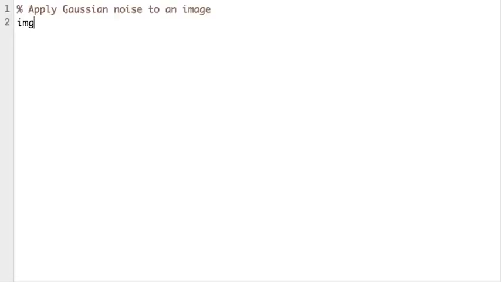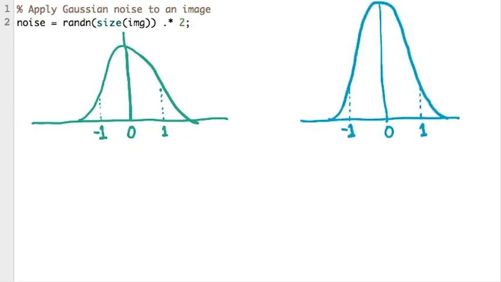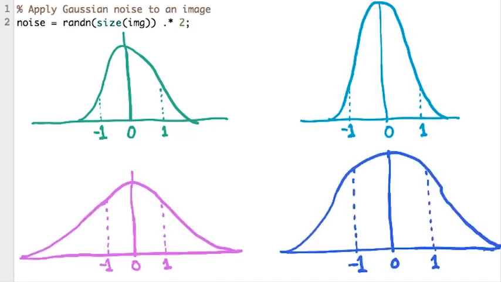Given an image IMG, you know that its size is size of IMG, and you can generate a noise image of the same size by passing this to rand_n. The values in this noise image will be normally distributed around 0 with standard deviation of 1. What happens when you multiply each of these generated values by 2? How does this affect the resulting distribution? Does it increase the counts? Does it increase the spread? Or both? Mark the right answer.